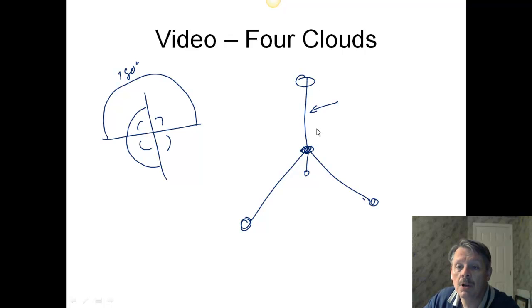Again, you've got 4 clouds. Each one of these lines is a cloud. And each angle that you see, it doesn't really matter which one you deal with, they are all 109.5-degree bond angles. Okay?